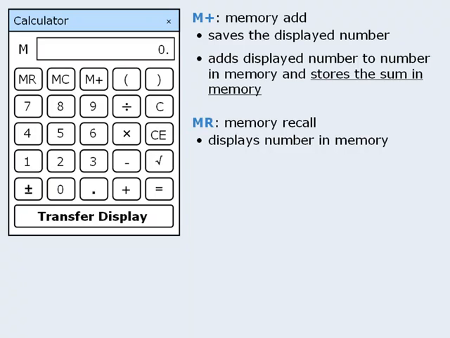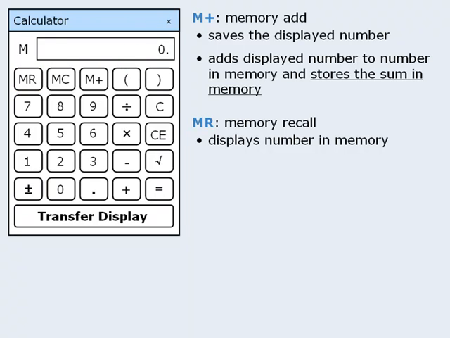Now remember that the number 7 is currently stored in the memory. So if we enter a 4 and then press Memory Add, the 4 is added to the 7 in memory, and then the sum of 11 is stored in the memory, replacing what used to be stored in the memory. So if we now click the Memory Recall button, we'll see that 11 is now stored in the memory.